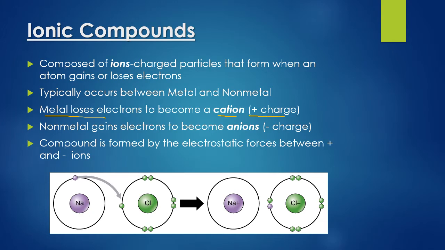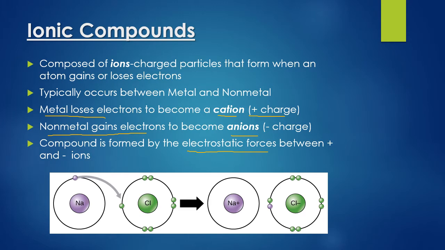The nonmetals, on the right side of the periodic table, like to gain electrons. So if they gain electrons, they become negative, resulting in an anion. Since opposites attract, it would make sense that the cations and anions are attracted to each other, creating an ionic bond. So more often than not, we'll see metals and nonmetals forming ionic bonds. The bond is actually created due to the electrostatic forces between those positive and negative ions.